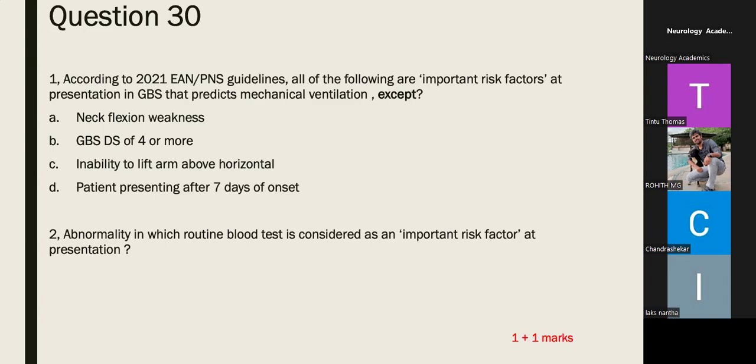Question 30. According to 2021 guidelines, all of the following are important risk factors at presentation for GBS that predict mechanical ventilation, except neck flexion weakness, GBS disability score of 4 or more, inability to lift arms above horizontal, and patient presenting after 7 days of onset. Second part of the question is, abnormality in which routine blood test is considered as an important risk factor at presentation?